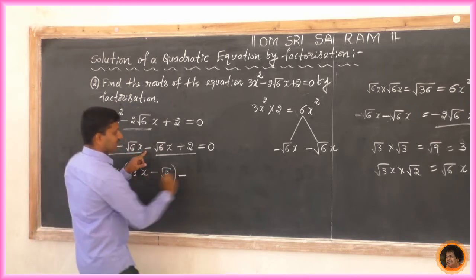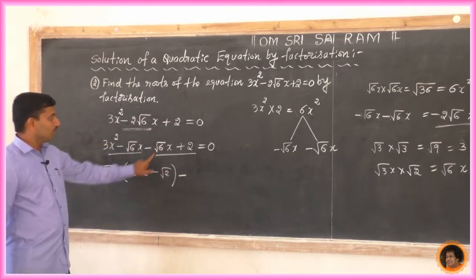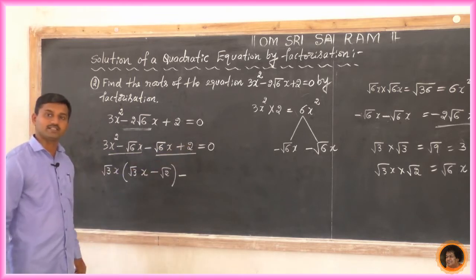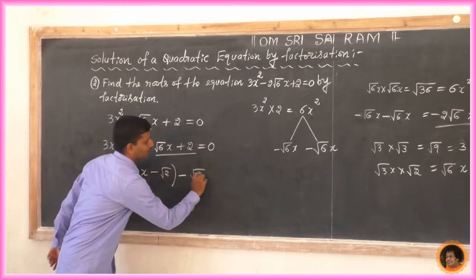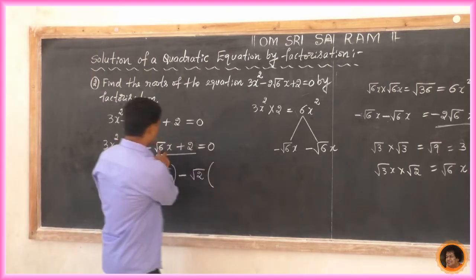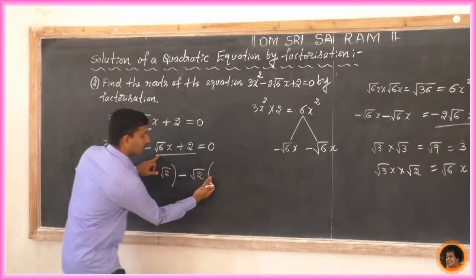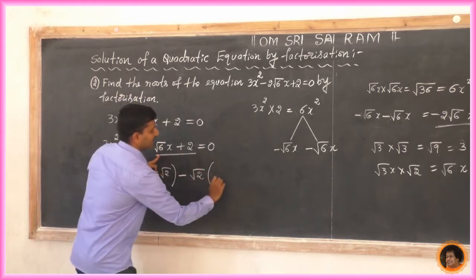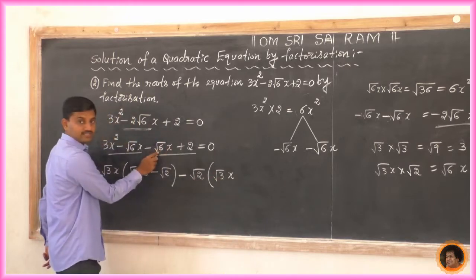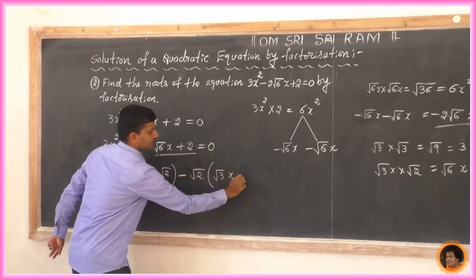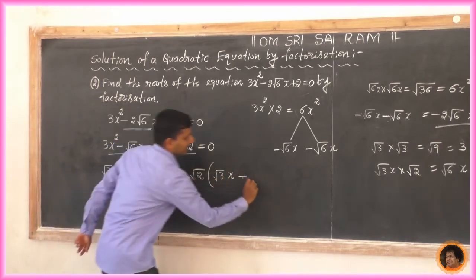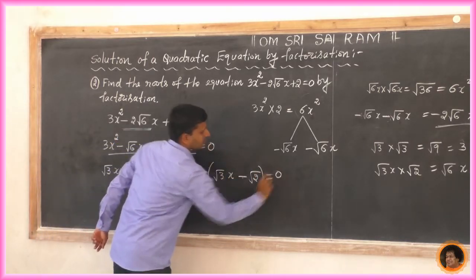So next, minus root 6x plus 2. What is the common factor? The common factor is root 2, take it outside. Root 2 is the common factor, then the remaining is root 3x. Root 2 into root 3 is root 6, so x. Minus into minus is plus. So root 2, so here also root 2 equal to 0.